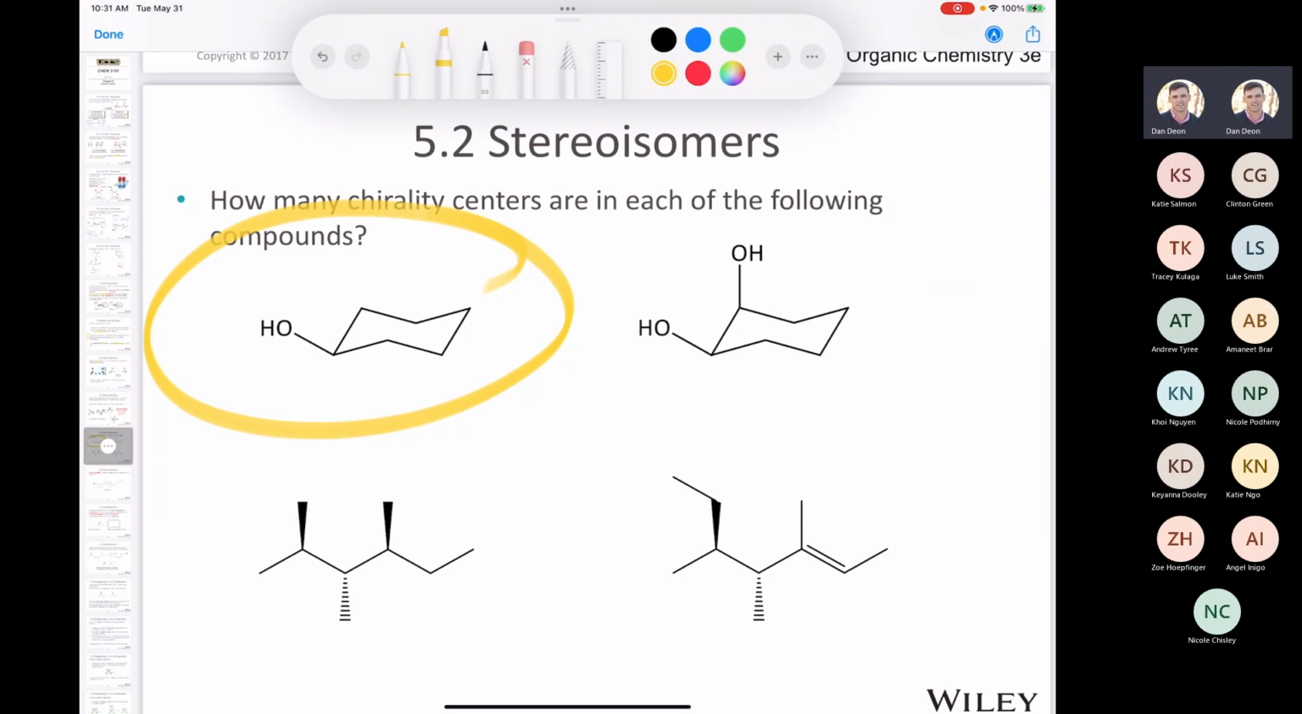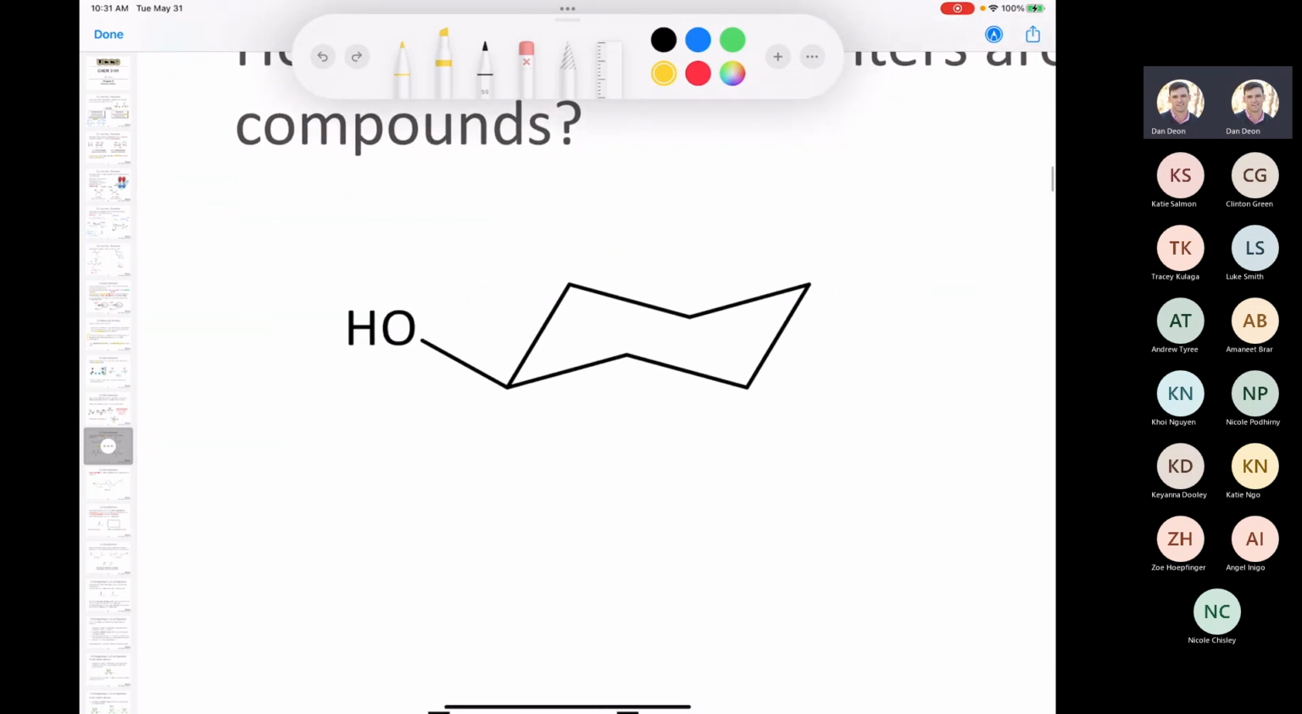Yeah, I'm with you, Tracy. I don't think there's any chiral centers in here because there is no carbon in here that's attached to 4 unique groups. Now, sometimes a student might think, well, what about this carbon? Isn't it attached to 4 unique groups? The answer is no. It's attached to a hydrogen. It's attached to a hydroxyl.